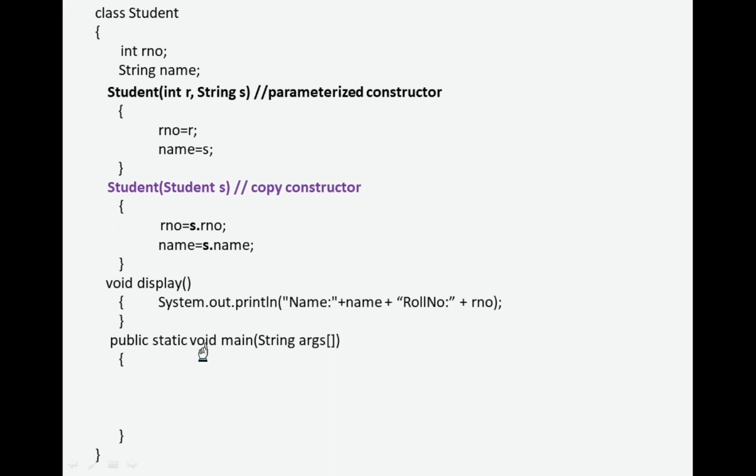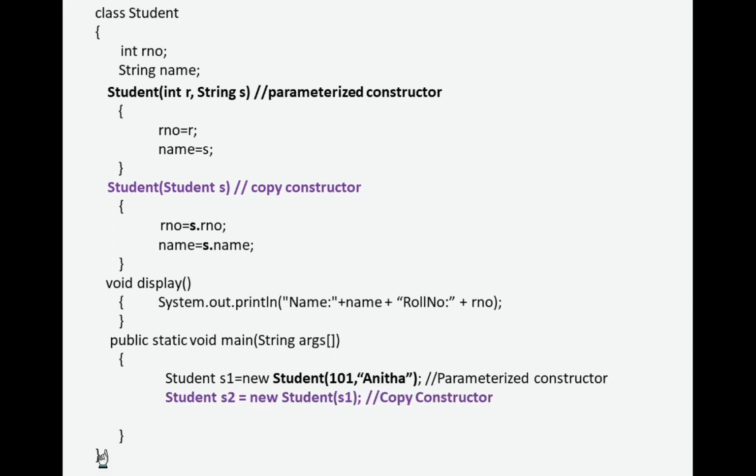Now we are going to define our main method. Public static void main, with an array of string objects as argument. Now we are going to create objects so that we can invoke the constructors. First we are creating an object for the Student class. How can you create an object in Java? By using the class name followed by the object name equal to new Student of roll number and name. Now which constructor will be invoked? Yes, it is the parameterized constructor.